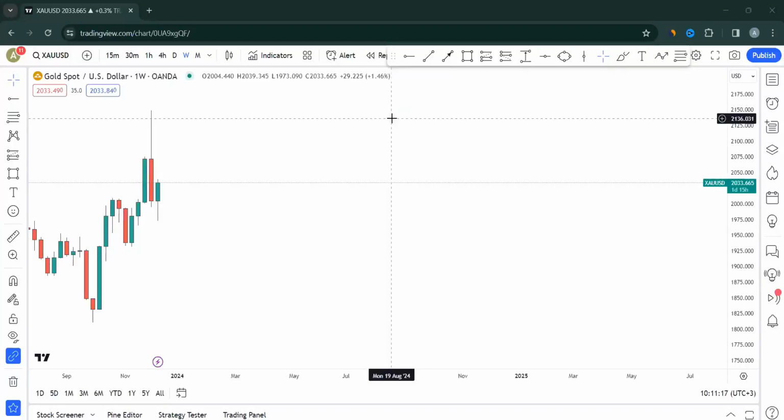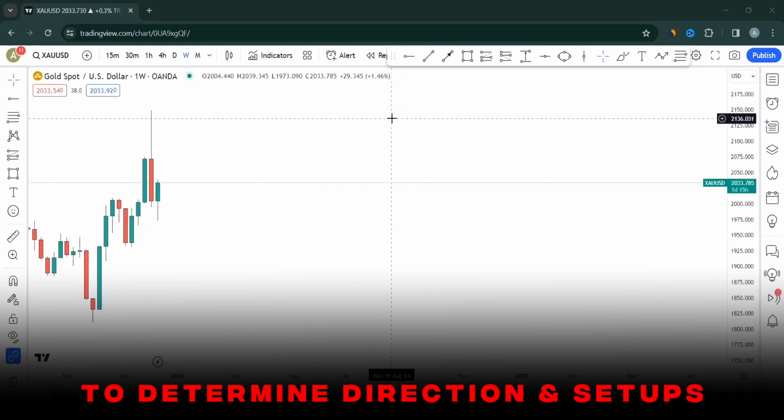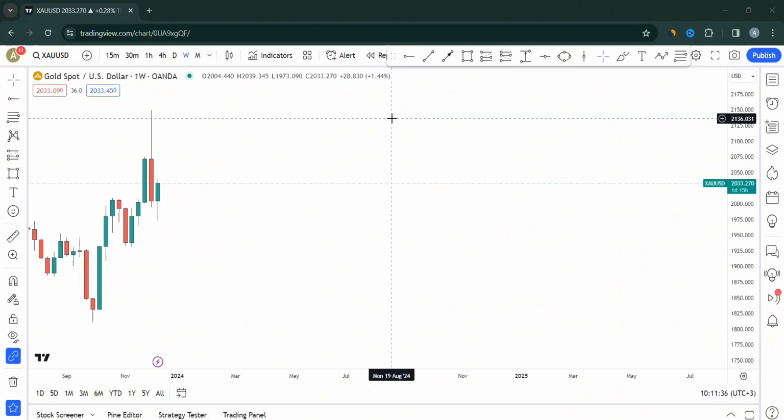In this video, we're going to be looking at how experienced and professional traders use the structure or turning points, or what we simply call market structure, to determine direction, and how they can use those turning points to get setups that they're going to use to trade, to either buy the market or to sell the market, depending on what the structure is showing them.